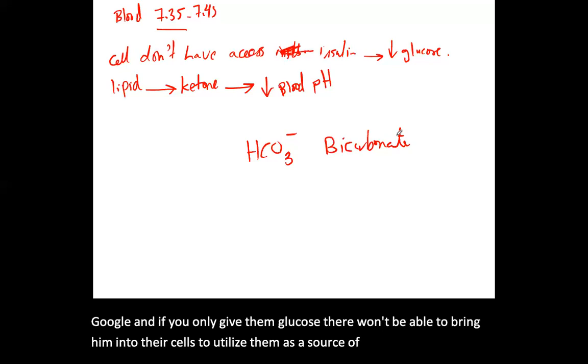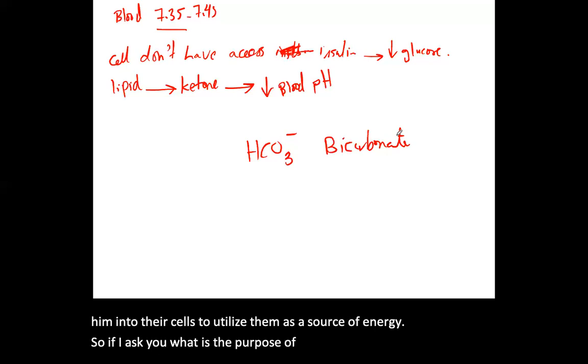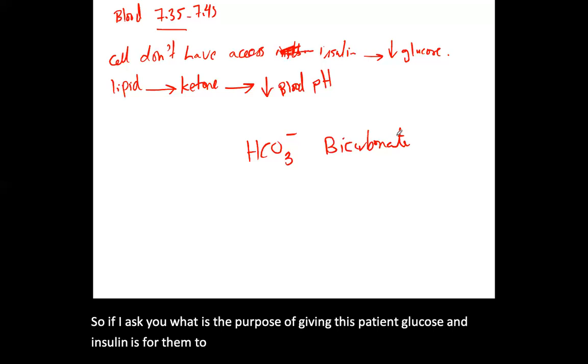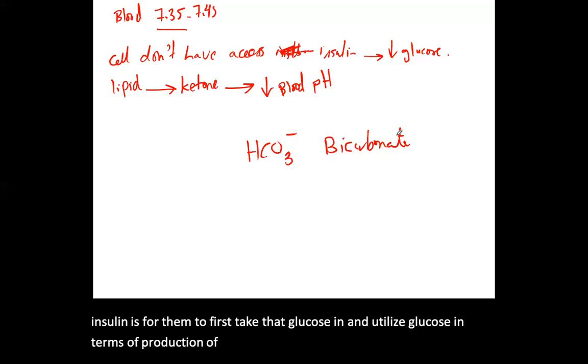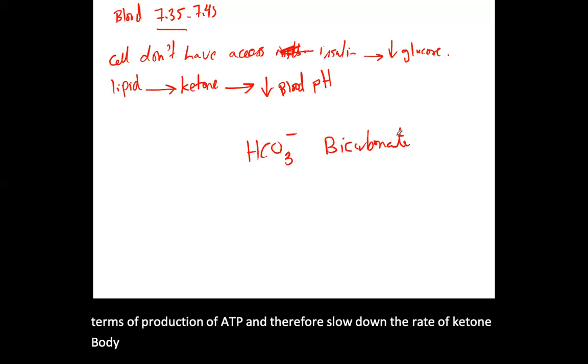So if I ask you, what is the purpose of giving this patient glucose and insulin? It is for them to first take that glucose in and utilize glucose in terms of production of ATP, and therefore slow down the rate of ketone body formation, which helps bring your blood pH back to normal.